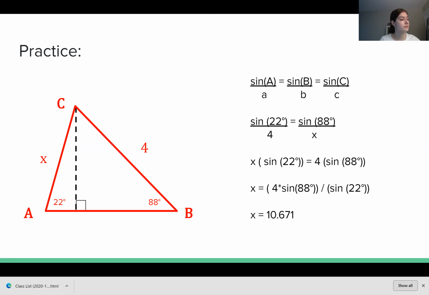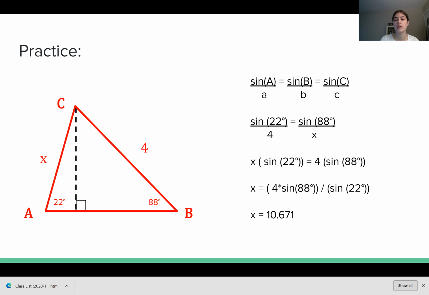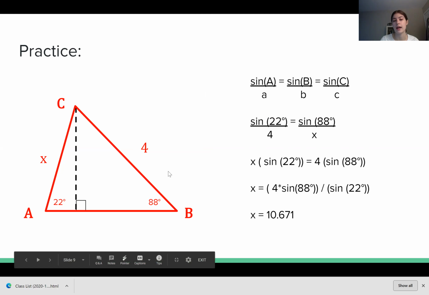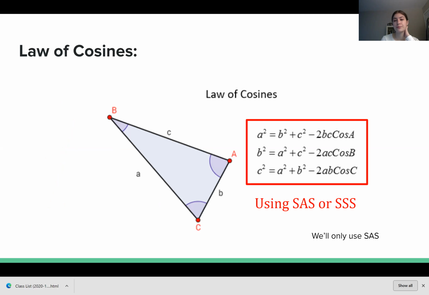Now, let's move on to the law of cosines. This one is going to be a little bit different. We're not going to be using angle, angle, side anymore. Now we're going to be using side, angle, side, or in some circumstances, you could actually use this for side, side, side, but we're not going to use that for our purposes.